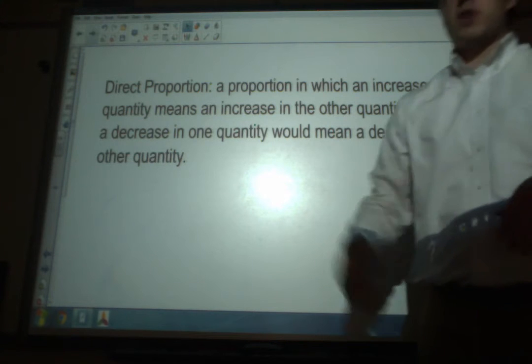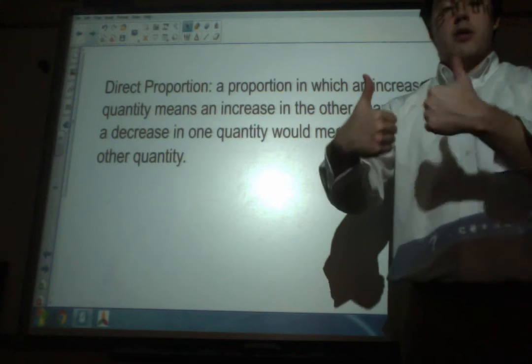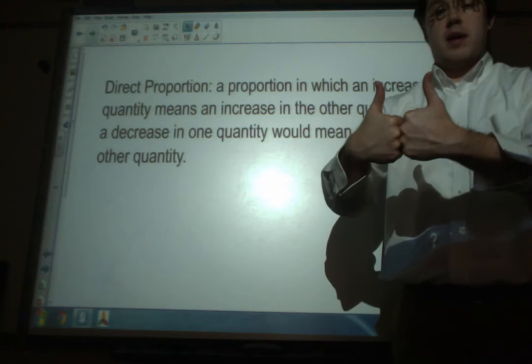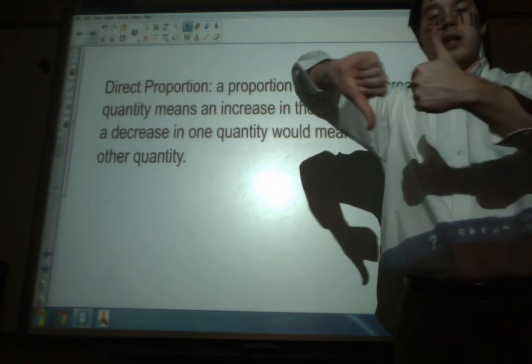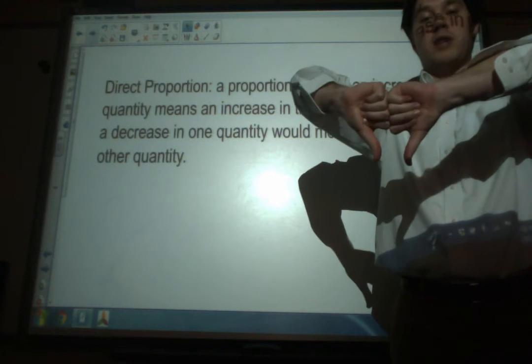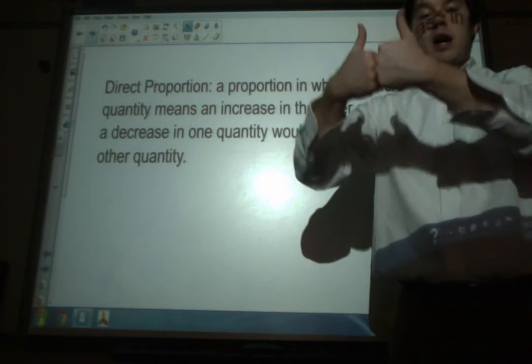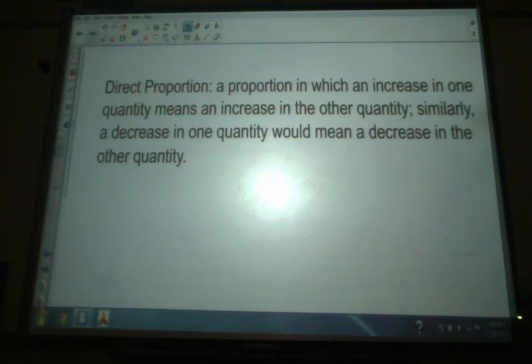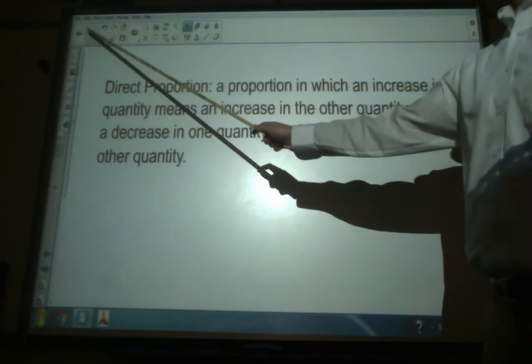Here's all it means. When one thing goes up, the other thing is also going to go up. If the one thing goes down, then the other thing is also going to go down. So they move together, either down or up together. That's all it means to be in direct proportion. All right, the easiest way is to just look at an example.